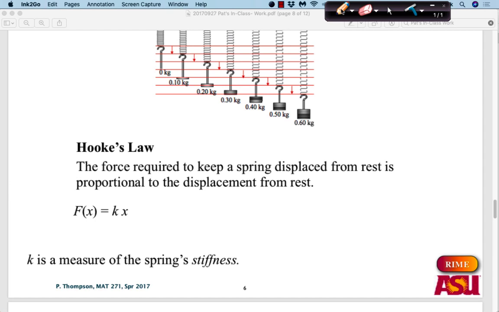And so what do we notice here? If this is true, then what's also true? The change in force is also that same proportion to the change in displacement. So what really is K? Do you recognize what that is? Rate of change. Delta y equals K delta x. So it's the rate of change of force with respect to displacement.